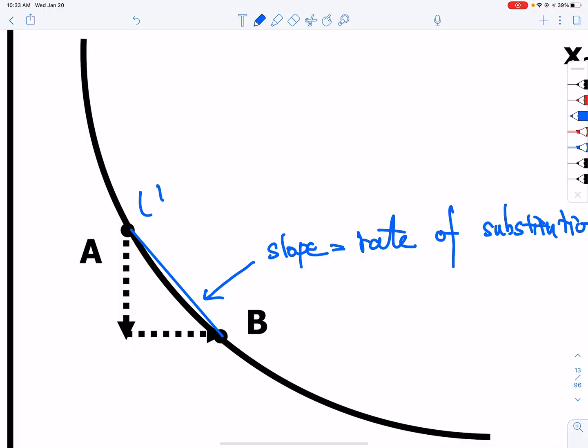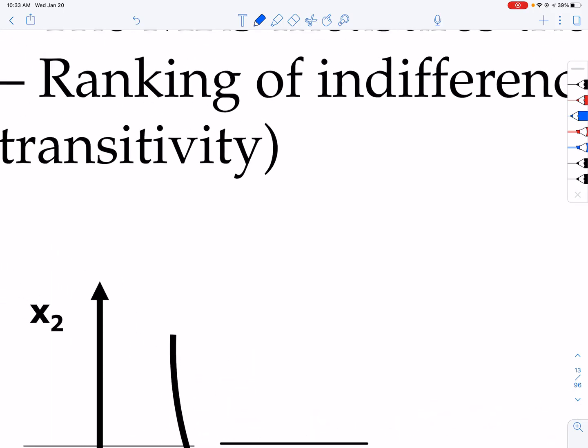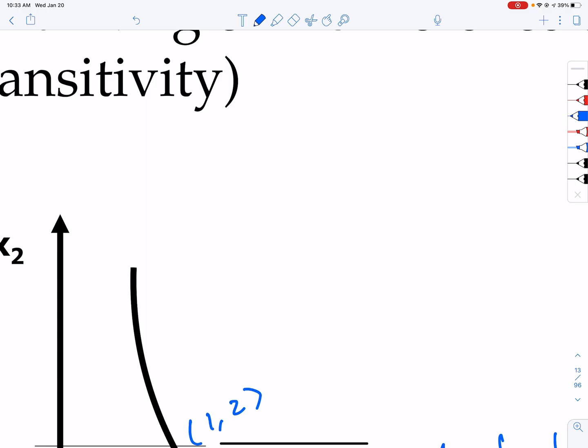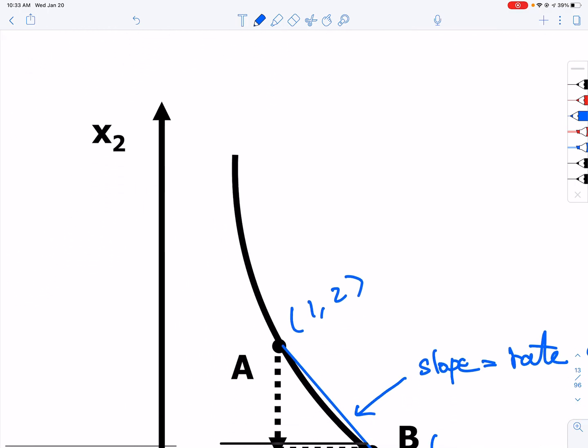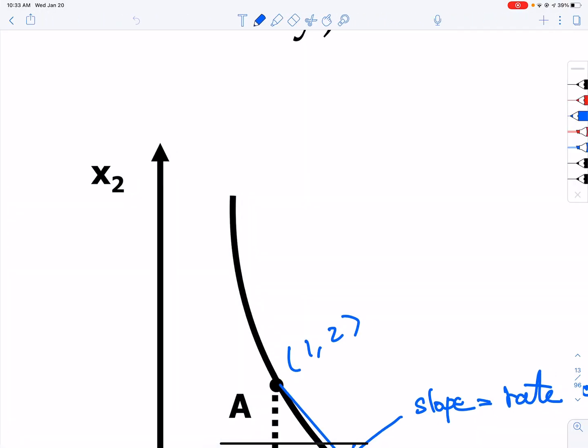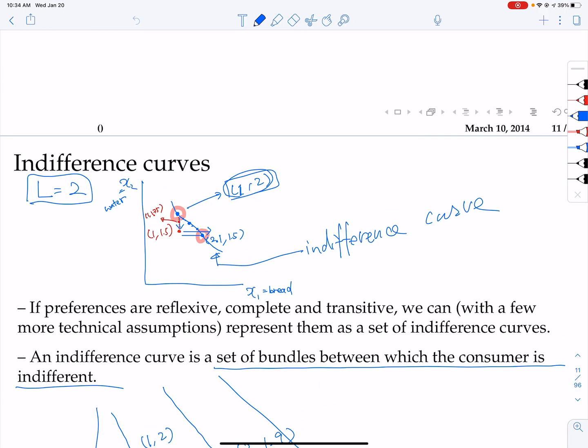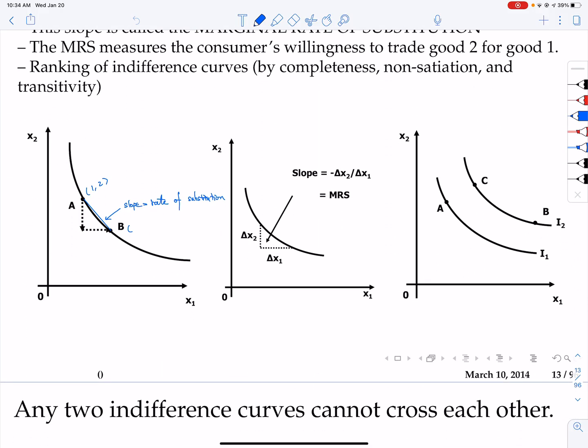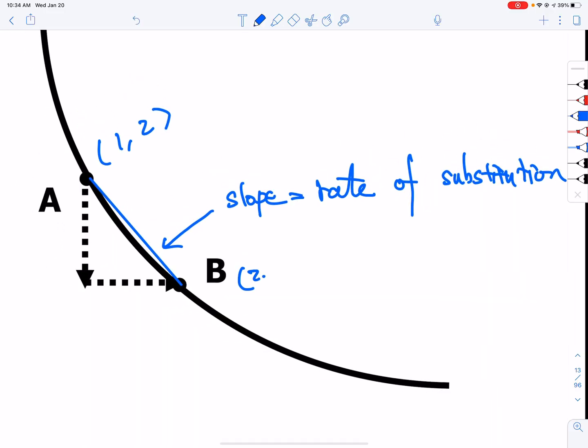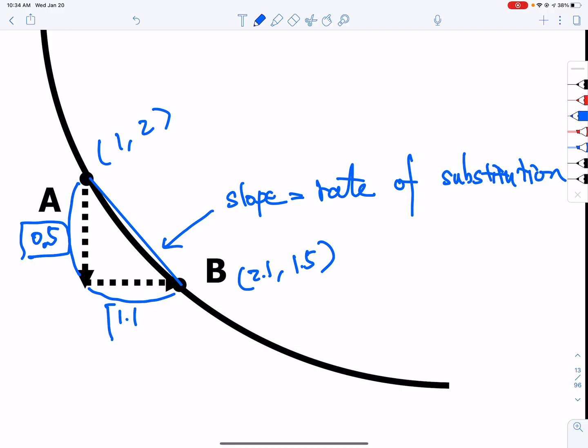So say this is 1 comma 2 and the other point is 2.1 and 1.5, right? So what is the rate of substitution? In other words, sacrificing 0.5 units of the second good is equivalent to gaining more of the first good by 1.1 units, right? So 0.5 units of the second good is equivalent to 1.1 extra units of the first good in a sense.